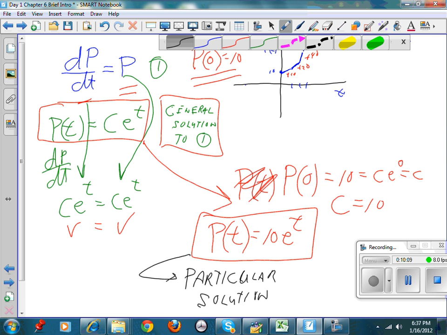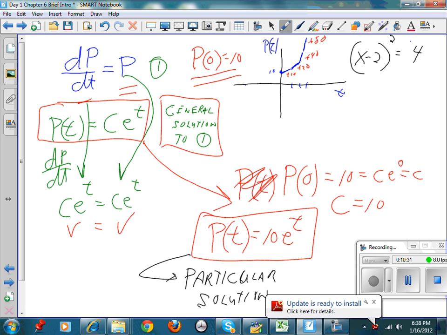So a solution to a differential equation is a function. Let me just remind you of things. The first homework I'm going to give you, you're going to be given the solution, and you've got to plug it back in and show that it actually works. Remember, if I did something like x minus 2 squared is equal to 4, and you told me x equals 0 or x equals 4, you know, these are solutions.